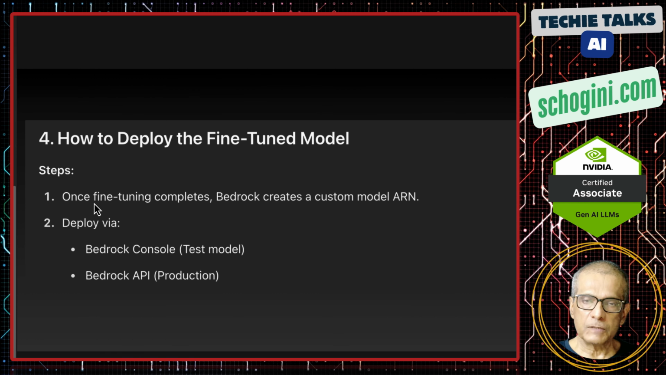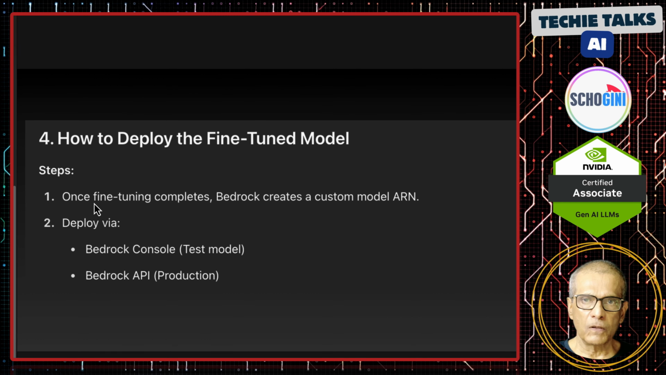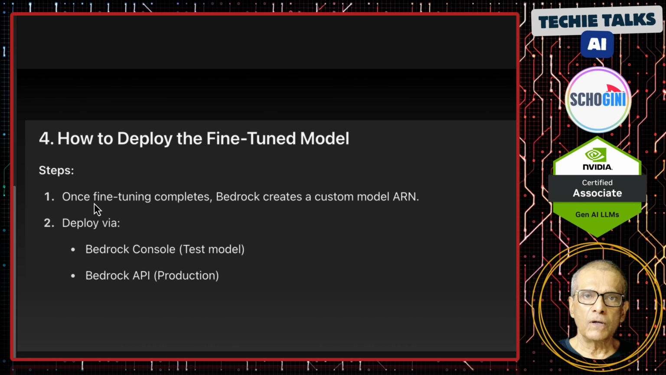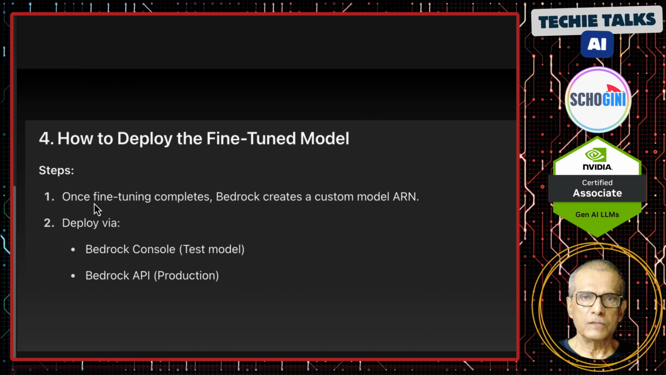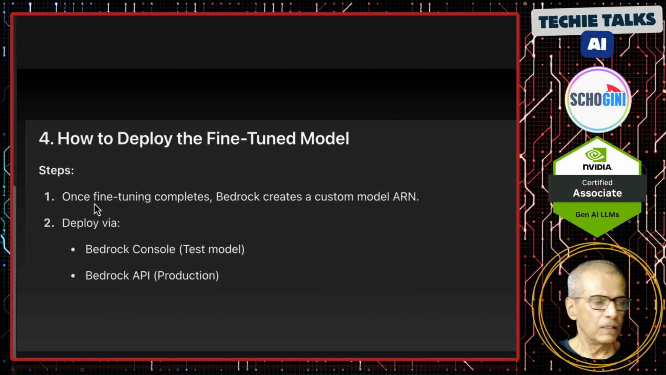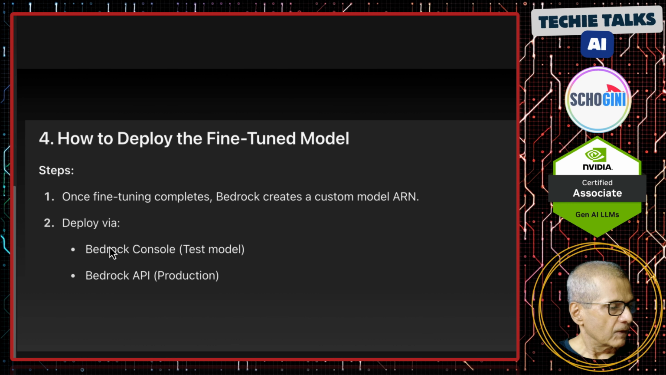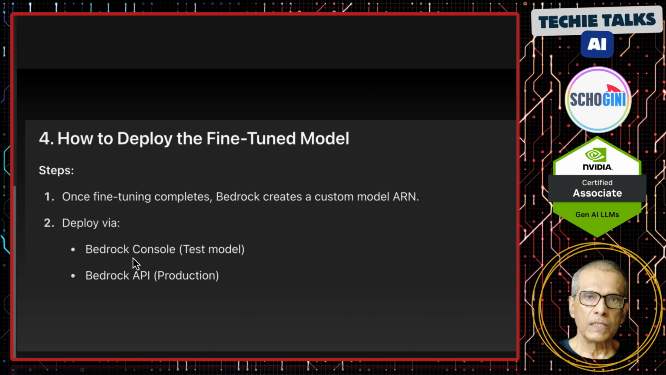Now, the biggest problem is there are hundreds of videos on how to fine-tune models, but none of them talk about how to deploy them in a production-grade environment. So that is what we will see in this video. So once fine-tuning completes, Bedrock creates a custom model ARN. So you have to provision the model to get this ARN. We will see that. So you can do this via API and also via the console.